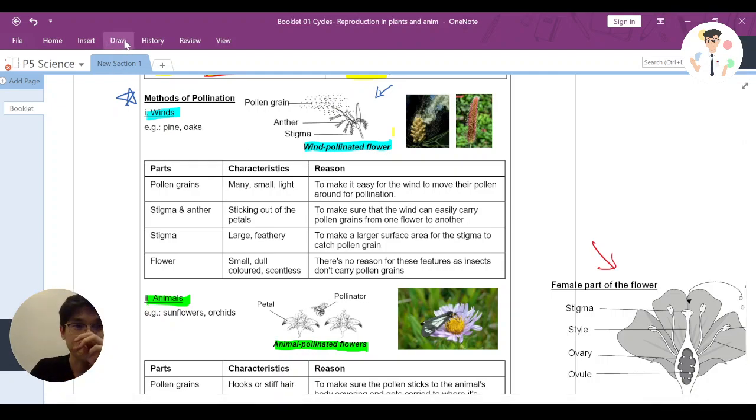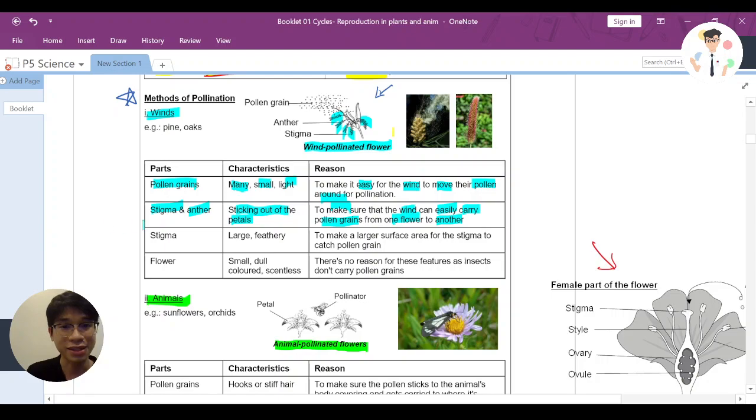So let's look at some of the characteristics here. The first one, the pollen grains here are many, small, and light. Why? Because they are carried by wind. That makes it easy for the wind to move the pollen grains around for pollination. Now the stigma and anther, why are they coming out? They are sticking out of the petals. Why out? Again, to make sure that the wind can easily carry the pollen grains from one flower to another. Because the anther produces the pollen grains, that's why it's easier to go out.